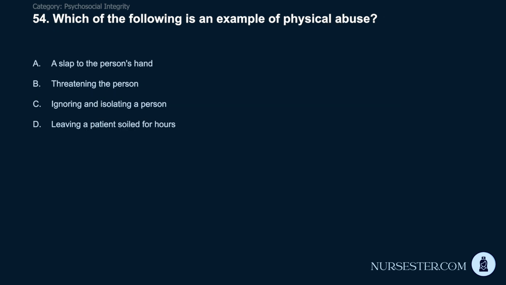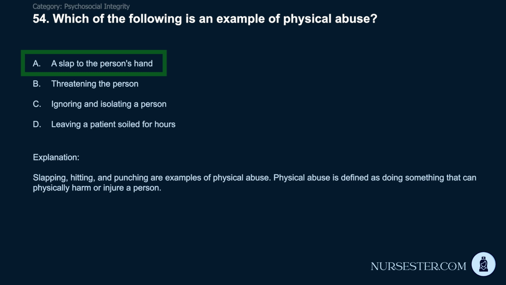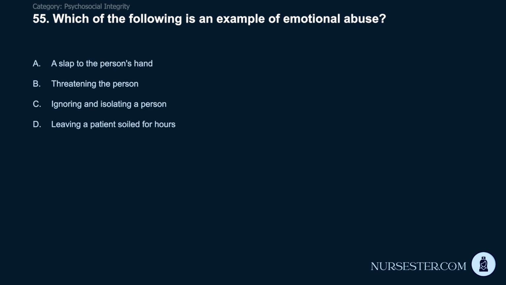54. Which of the following is an example of physical abuse? A. A slap to the person's hand. B. Threatening the person. C. Ignoring and isolating a person. D. Leaving a patient soiled for hours. Correct answer, A. A slap to the person's hand. Slapping, hitting, and punching are examples of physical abuse. Physical abuse is defined as doing something that can physically harm or injure a person.